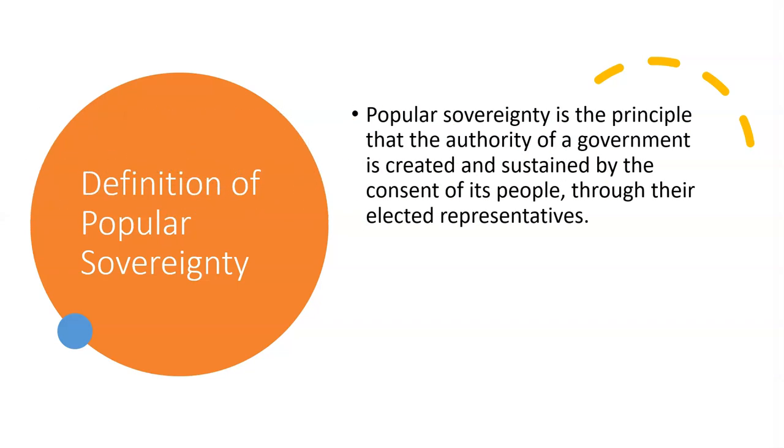Popular sovereignty is the idea or the principle that the authority of the government is created by the consent of its people, often through elections. If we break this word down, you can see that popular refers to people. If you think of population, or things being popular, meaning a lot of people like it. Sovereignty is the idea of having control or having authority. So literally this phrase just means that the people have the power or have the authority.